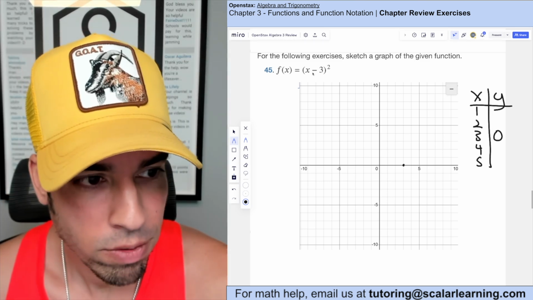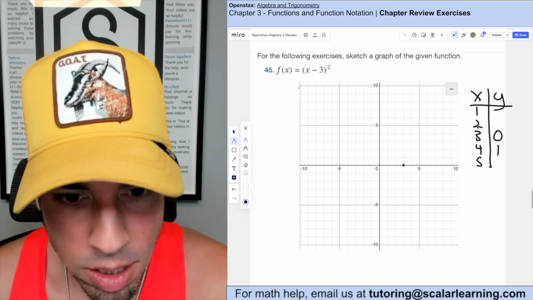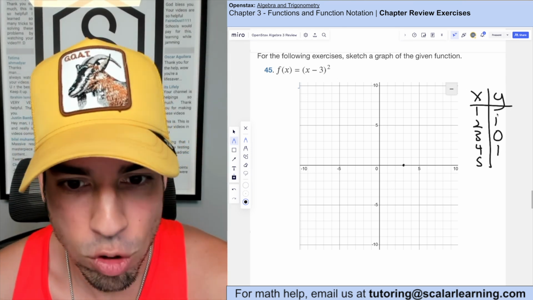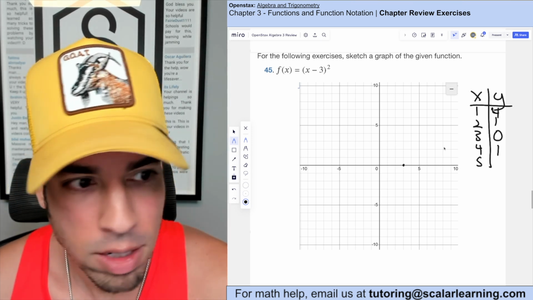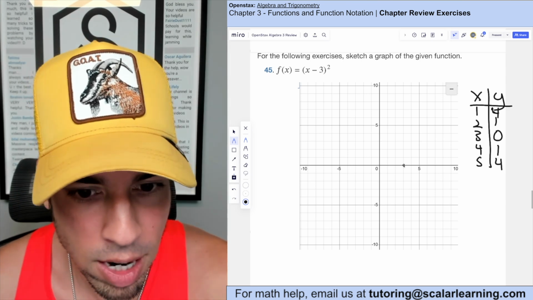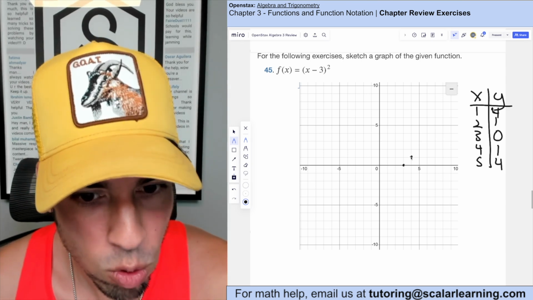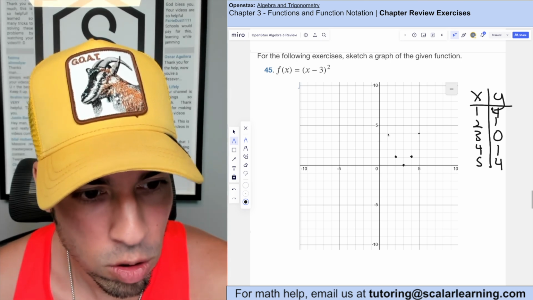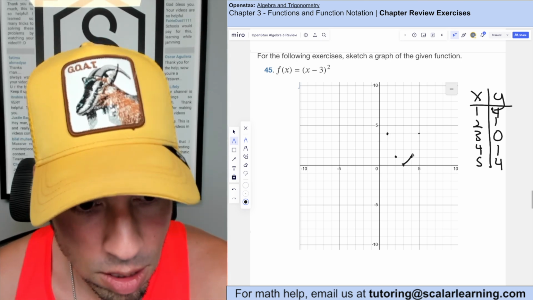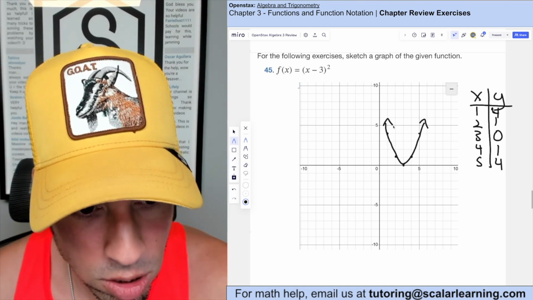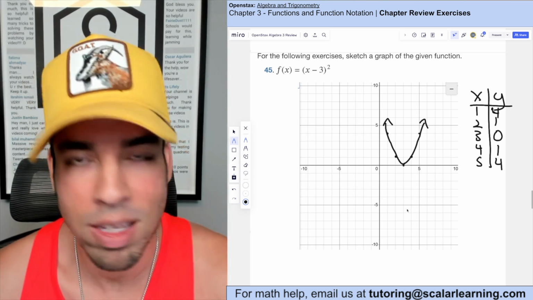So now when we plug in 4, we get 1 squared, which is 1. Same with 2, we get negative 1 squared, which is also 1. Plug in 1, we get negative 2 squared, which is 4. And plug in 5, we get positive 2 squared, which is also 4. So now we have 3, 0, 4, 1, 2, 1, and 5, 4. 1, 4, excuse me, and then we get this nice looking parabola. Boom, and notice that nice symmetry along the vertex, along the line x equals 3. That's how you do it.